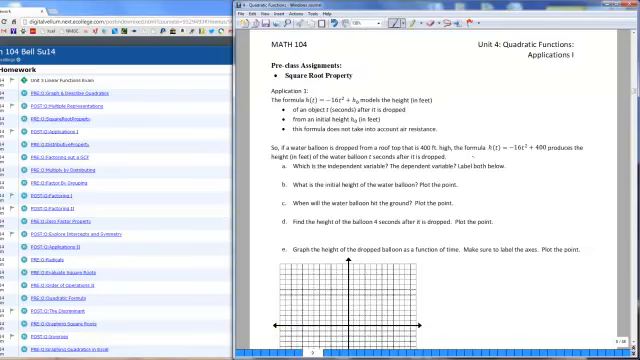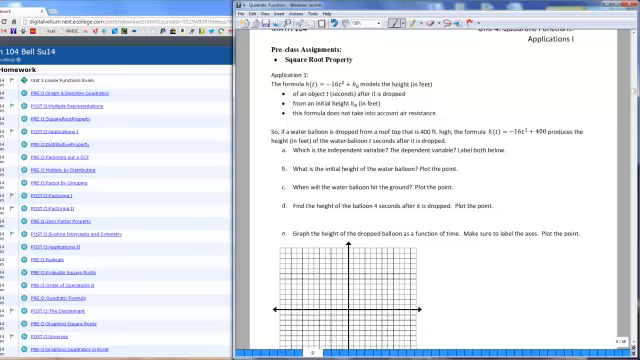Alright, application 1. This formula, negative 16t squared plus h naught, models the height in feet of an object t seconds after it's dropped. H naught is the initial height, and the negative 16 deals with how gravity affects us. That's where this negative 16 comes from. So if a water balloon is dropped from a rooftop that is 400 feet high, this function produces the height in feet of the water balloon t seconds after it's dropped.